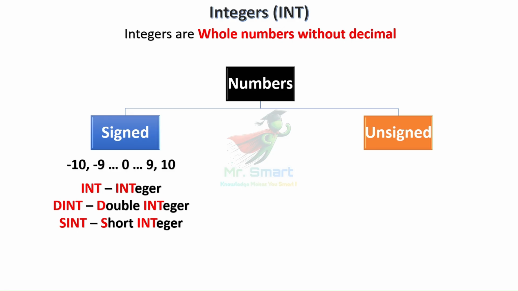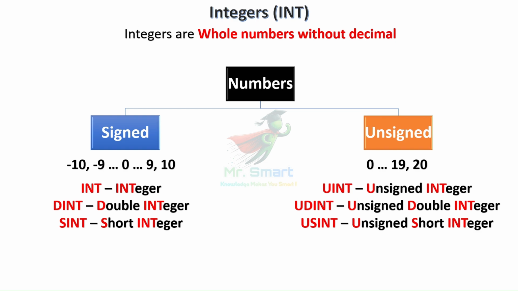But sometimes we know that a value will never be negative. For example, number of products produced, tank level percentage, and machine cycle count. These values will always be 0 or positive. So instead of wasting memory to represent negative numbers, PLCs provide unsigned data types such as unsigned integer, unsigned double integer, and unsigned short integer.